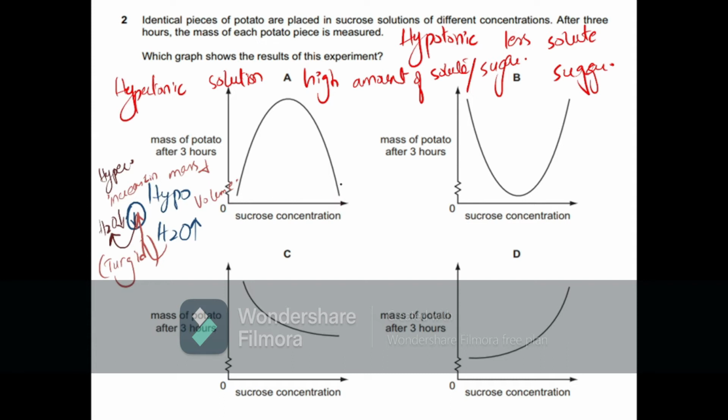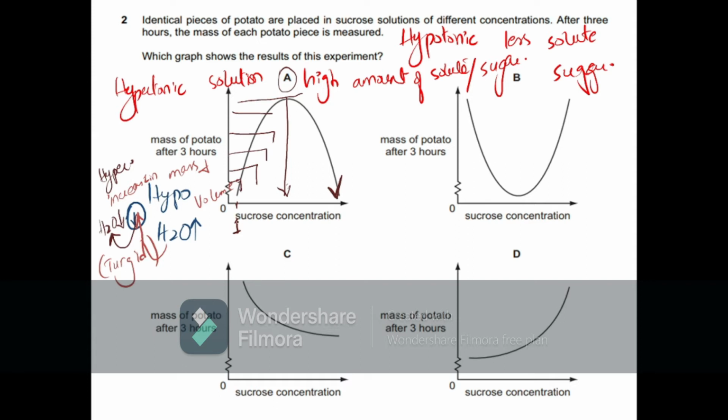what will happen? Mass of potato after 3 hours. If you can observe here, which graph shows the result of this experiment? In A, they are saying that if you are increasing the sucrose solution, mass of potato decreases. If the sucrose concentration, let's suppose, is 1, so mass of potato is low, and then high, and after certain limit, mass of potato will start to decrease down. Okay.